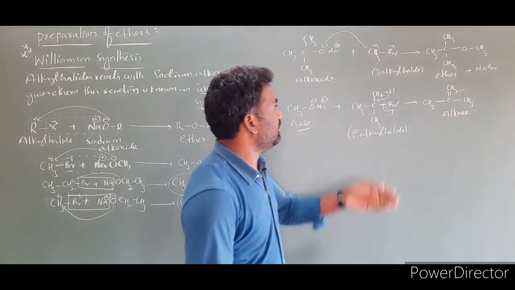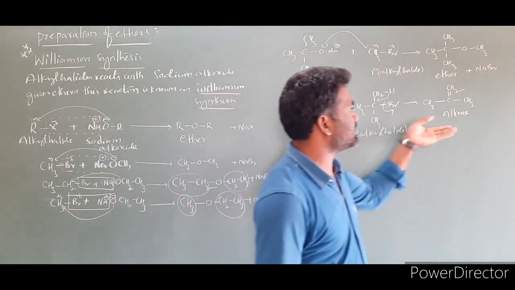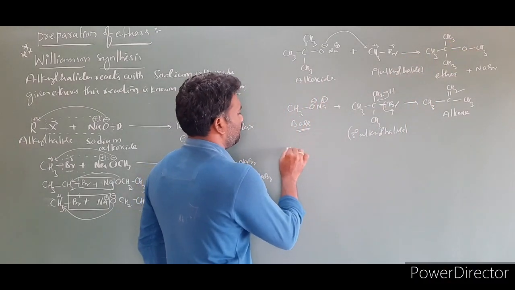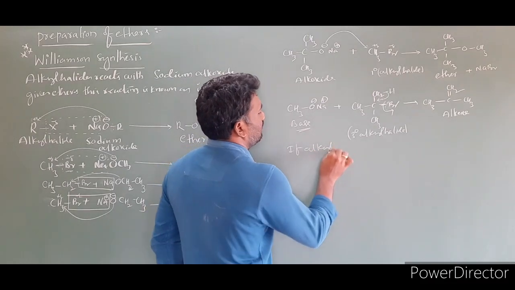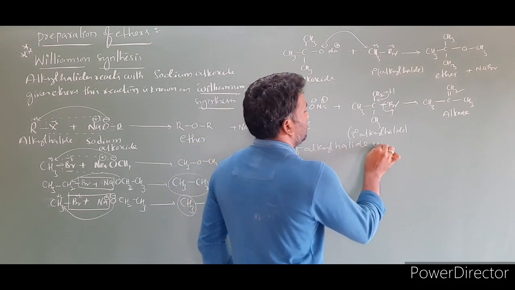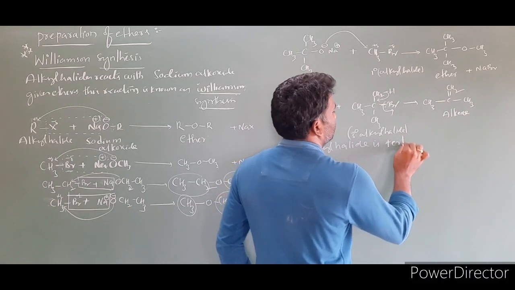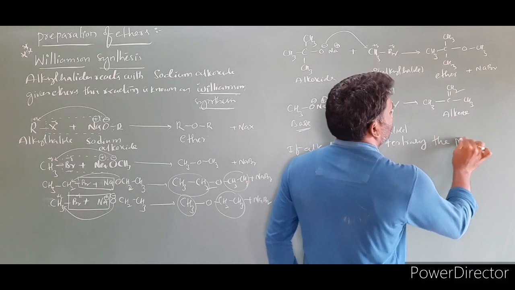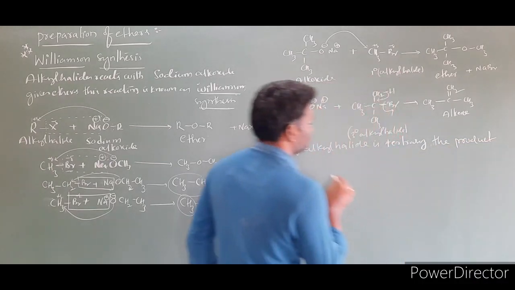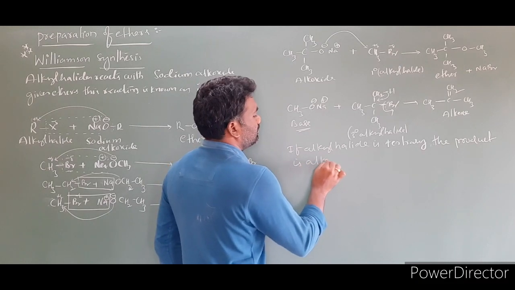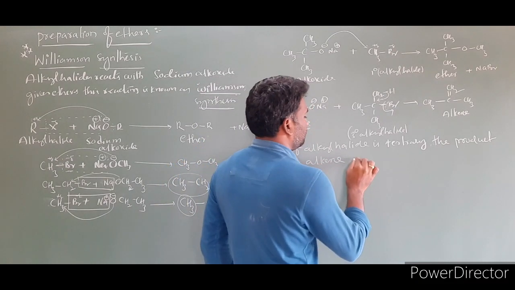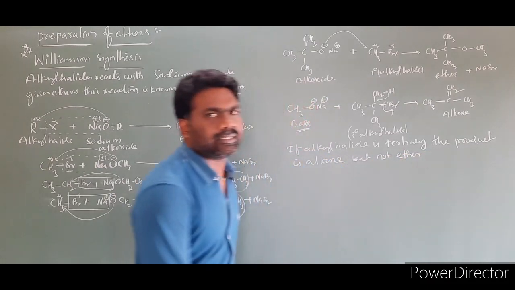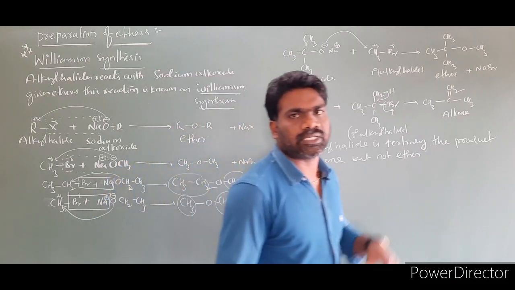So what is the pointer? If you take tertiary alkyl halides, the product is alkene but not ether. Right? Write that statement: if the alkyl halide is tertiary, then the product is alkene, but not ether. So this is the meaning of this statement.